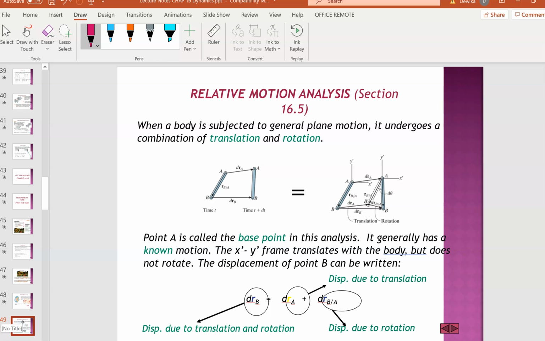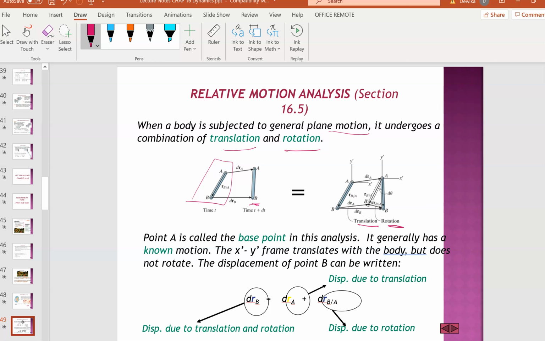Okay, now let's move on to the relative motion analysis. When a body is subjected to general plane motion, it undergoes a combination of translation and rotation. Let's look at this rod AB. So now it's moving to a new position. When it moves to a new position, what is actually happening here? There is a translation and there is a rotation combination.